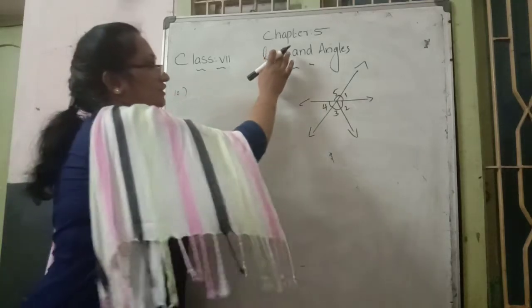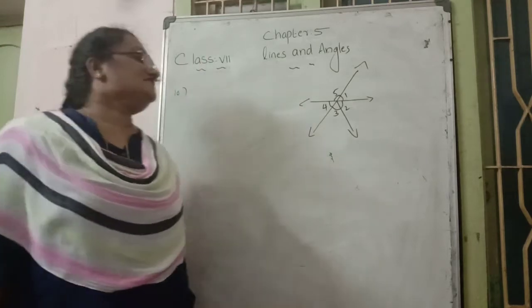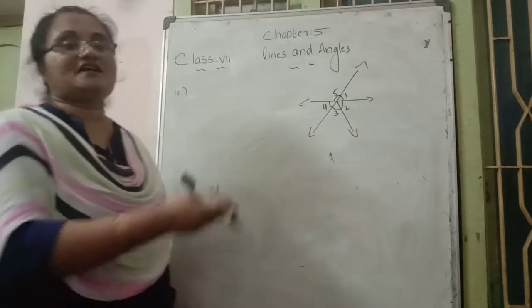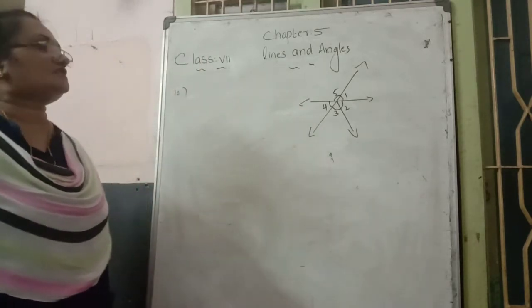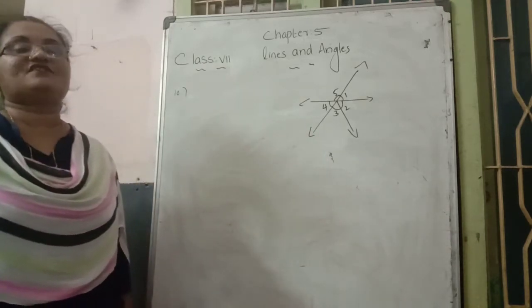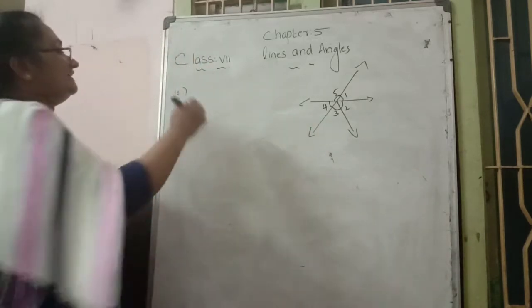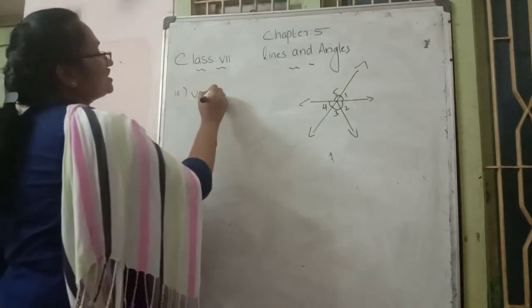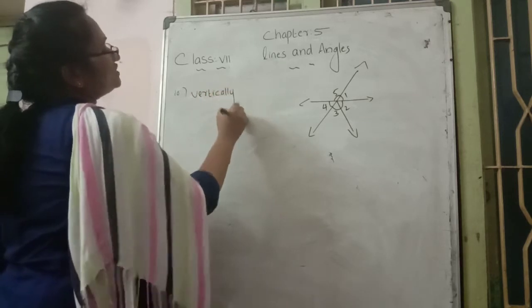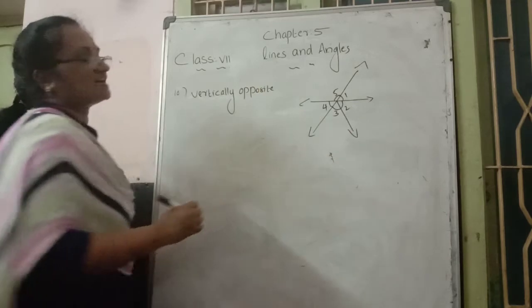Guys, now we are going to discuss chapter 5, Lines and Angles. In the last class we learned up to 9 questions. From question 10 onwards, one diagram is given. With the help of this diagram, write down the vertically opposite angle. That is the question. Which is the vertically opposite angle?